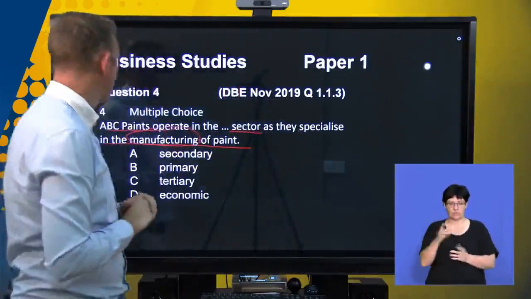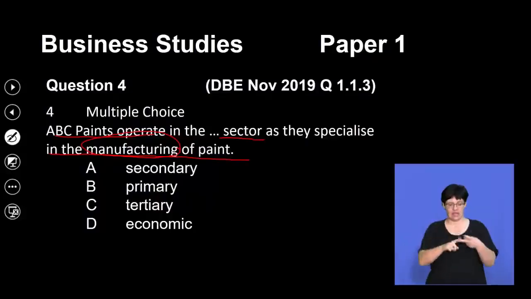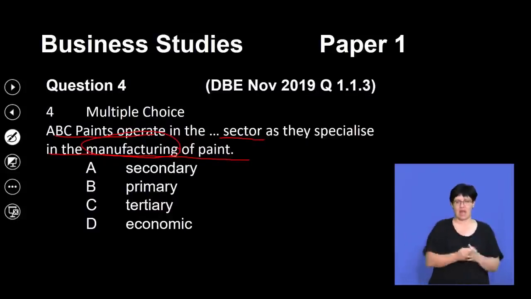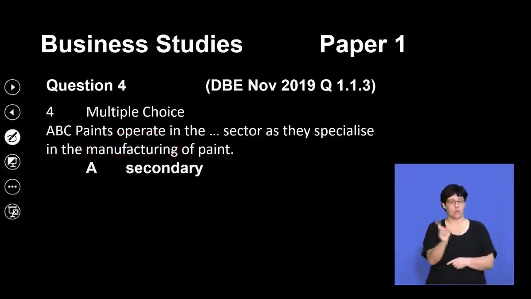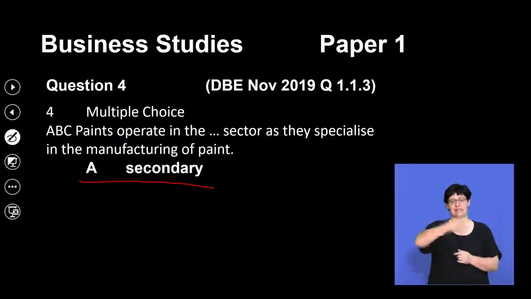So if we look at our options, we've got the secondary sector, the primary sector, the tertiary sector, and then the economic sector. So we look at our answer. The answer is the secondary sector. Remember that the secondary sector has got to do with manufacturing.